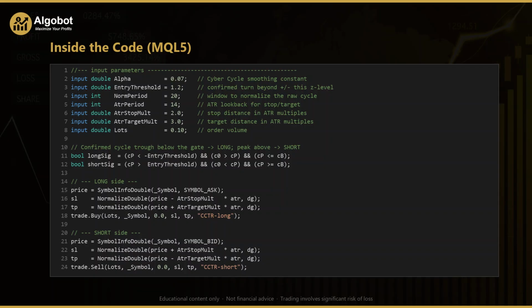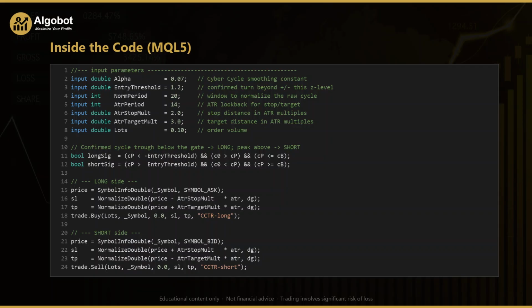Alpha sets the cyber cycle smoothing constant. Entry threshold defines how far beyond the zero line a confirmed turn must occur. Norm period is the window used to normalize the cycle. Then we have the ATR period, the ATR stop multiple, and the ATR target multiple, which together shape the volatility-based stop and target, followed by lots for the order size.